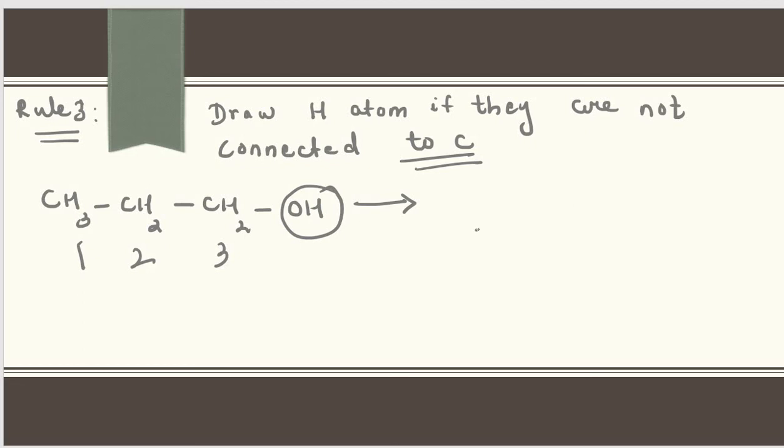So we can represent it as 1, 2, 3. 3 carbon atoms are there, but we have to draw the hydrogen atom if it is not connected to carbon. So this group is represented by what? The OH group is represented like this. So in this case, we have to draw the 3 carbon atoms 1, 2, 3 and we have to represent the functional group OH like this.